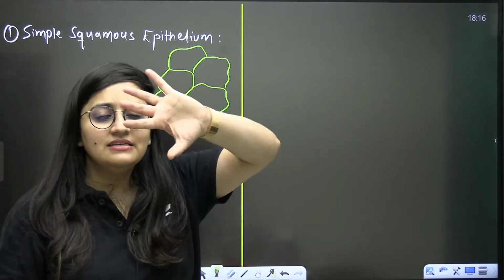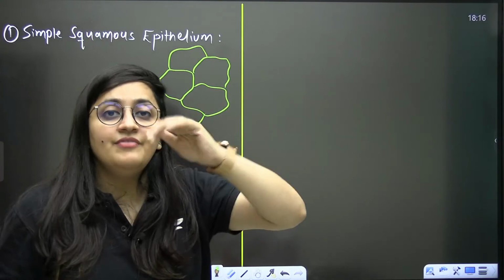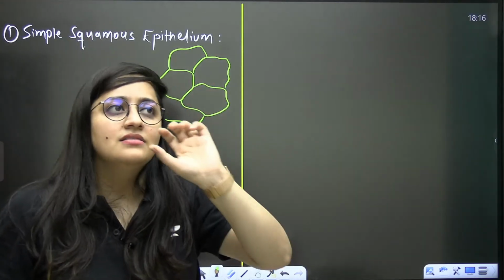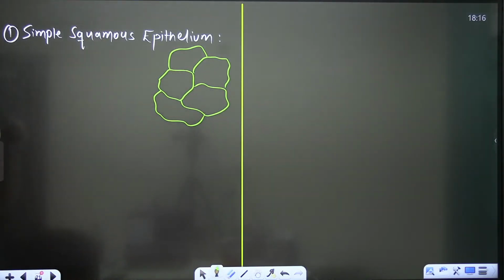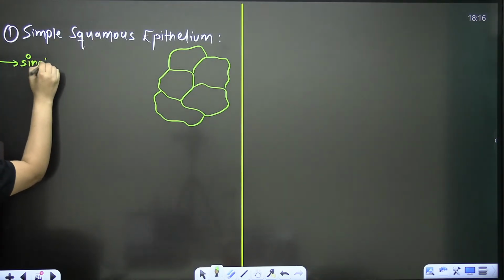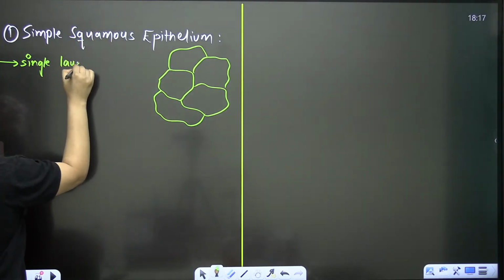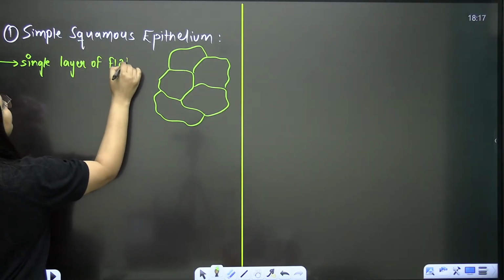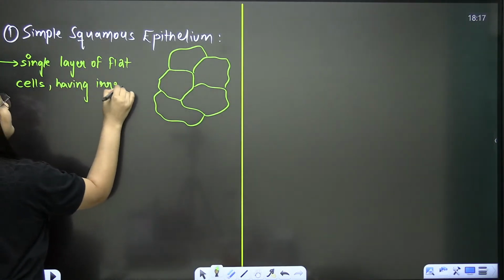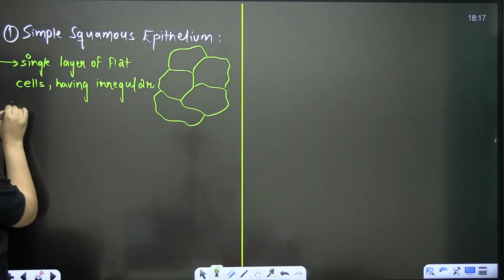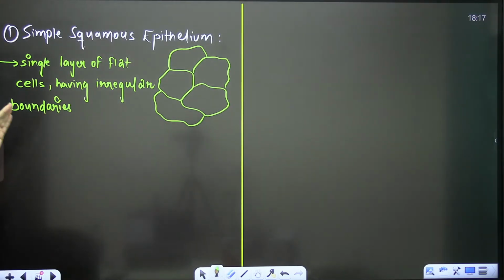In simple squamous epithelium you will see cells with irregular boundaries and a flat surface. We also call it pavement membrane and tessellated epithelium because of its shape. So what will you see? A single layer of flat cells having irregular boundaries.